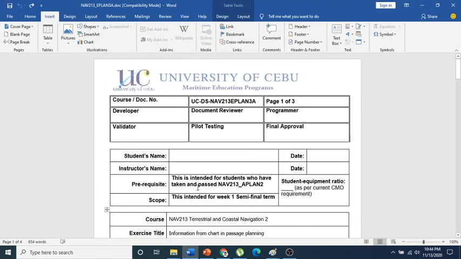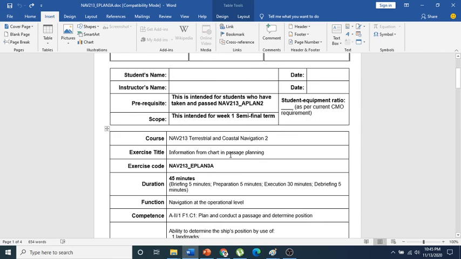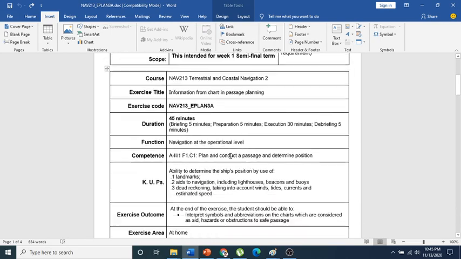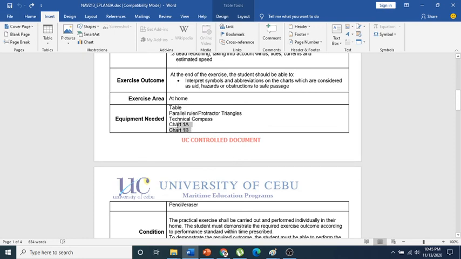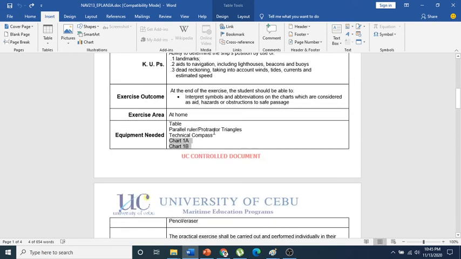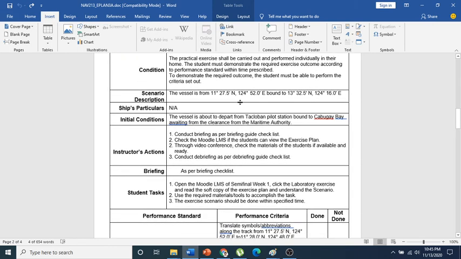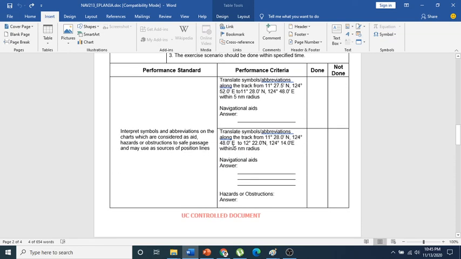So first and foremost, this is Eplan 3a, and as our discussion was about the symbols on a chart, this is in conjunction with that. The purpose of this is to focus on you identifying the symbols on charts. As always, print this and secure the materials. You can see chart 1a and chart 1b together with the Eplan 3a. As always, read this carefully, secure the materials, and focus your attention particularly on the scenario description and the performance standard.